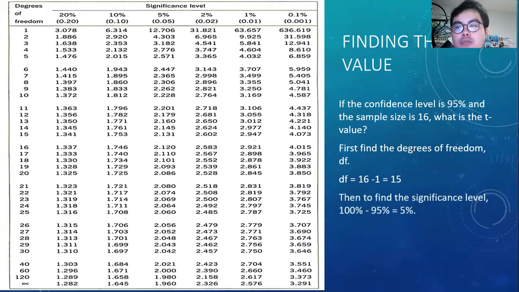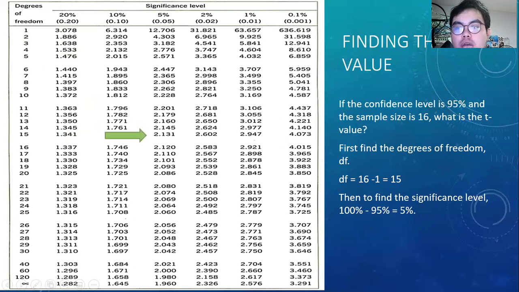Then we're going to find the significance level. To find it, we subtract the confidence level from 1. The confidence level is 0.95. In terms of percentage, we subtract 95% from 100%, so 100 minus 95% is 5%. The 5% is the significance level. Where are we going to locate it? Here, which is 0.05.